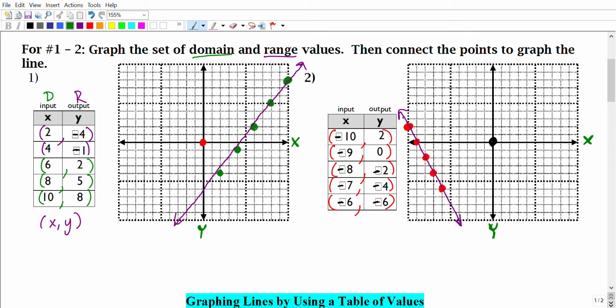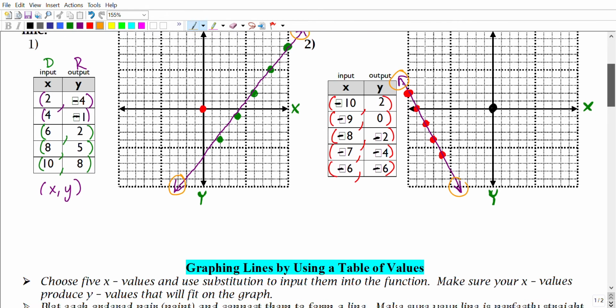The last thing I wanted to point out is right here. Notice that I am using arrows. This is signifying that this graph is going to continue. Yes, this table of values only gave me 5 ordered pairs, so 5 points. However, if we kept going and adding more input values, we would get a lot more output values in which the line would continue.